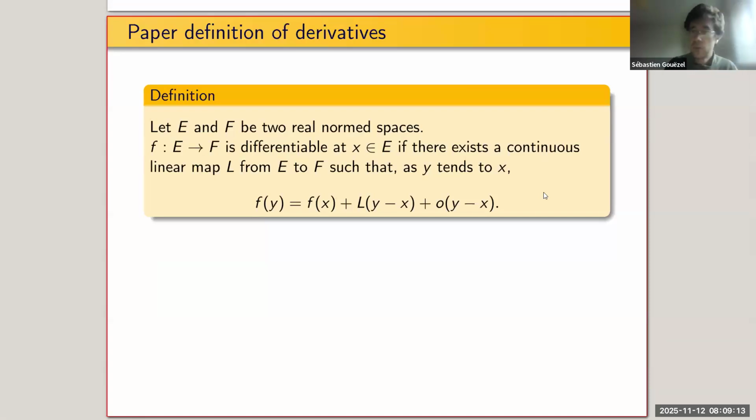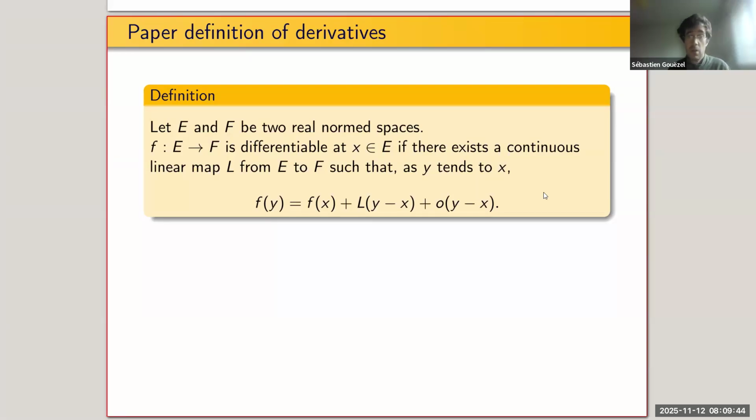Okay, so what I want is to define smooth functions, say C-infinity functions. But before that, I have to tell you a little bit how derivatives are defined in mathlib. So I will first start with the paper definition of derivatives. I take two real normed spaces and a map between these two spaces, and I will say that it's differentiable at a point x if the map locally can be approximated by a continuous linear map L.